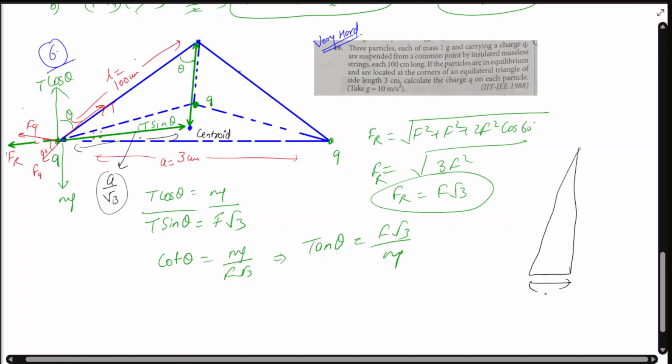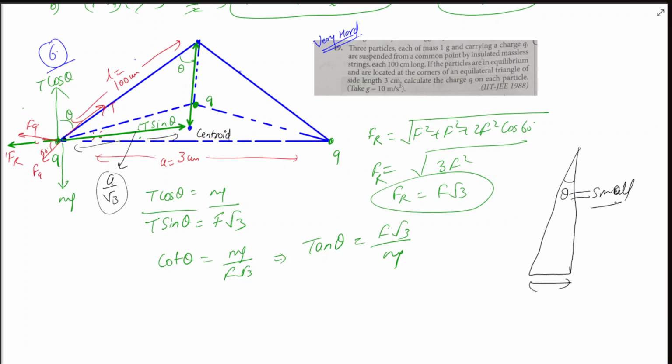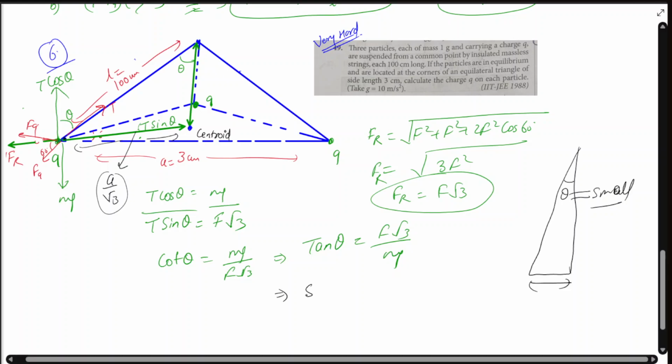So this is very small compared to this. So theta will be small, right? Theta will be small. So I can write sine theta will be f root 3 by mg. So sine theta is what? A by root 3, and this is L.